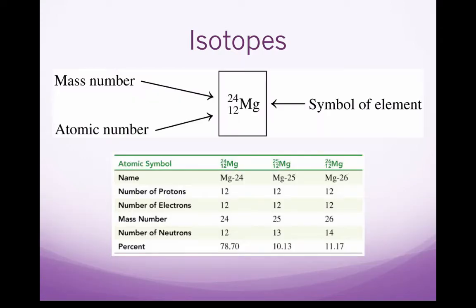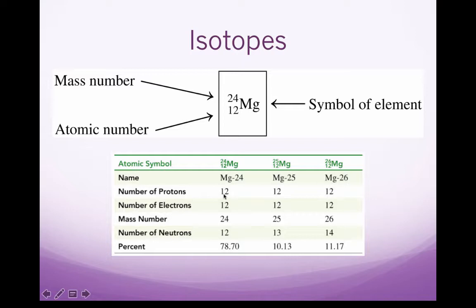Okay, so let's look at magnesium. You can see here magnesium has an atomic number of 12, and this particular isotope has a mass number of 24. So if we go down here, what we call this isotope is magnesium 24. So we say the name of the element and then the mass number. And we can write it like this, Mg-24.